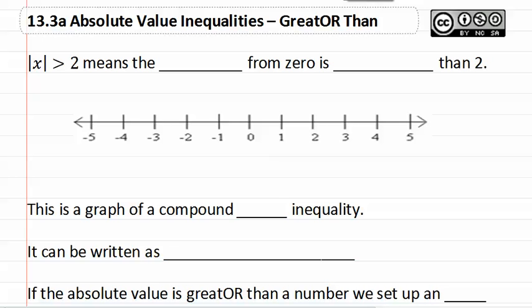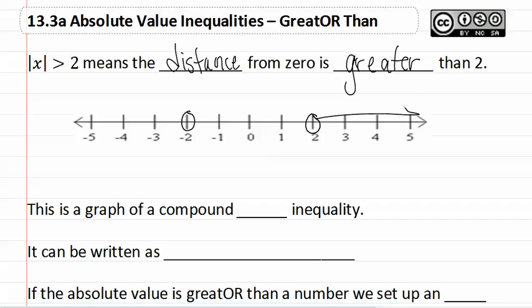13.3a, absolute value inequalities, greater than. The absolute value of x is greater than 2 means the distance from 0 is greater than 2. Remember, absolute value is meant for distance. Since the distance needs to be greater than 2, we would show this as starting at either 2 or negative 2 and going greater or further away from 0.